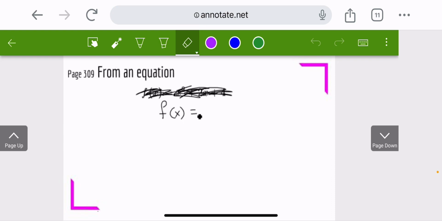So f of x equals x plus 2 squared. Because not every time we're gonna be working with linear equations. Sometimes we're gonna get funky things, and that's okay. We still are gonna treat it exactly the same way. We're gonna take our x, we're gonna take our y, and they're gonna change places.